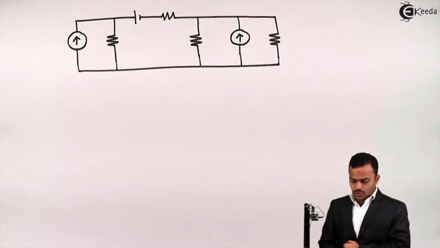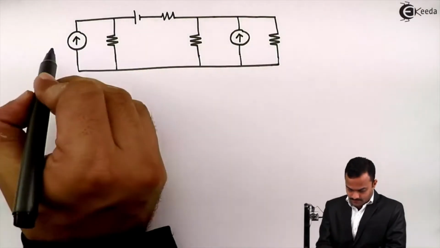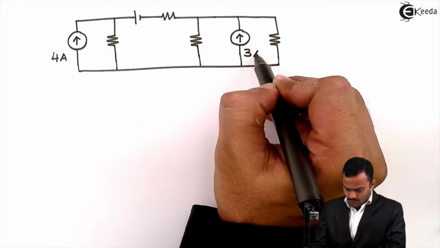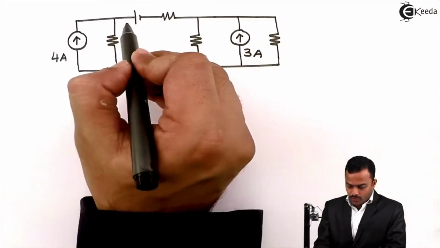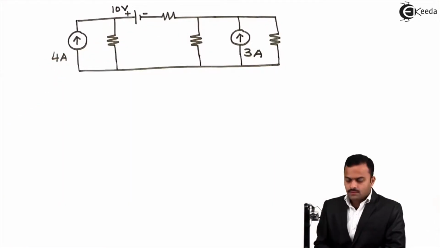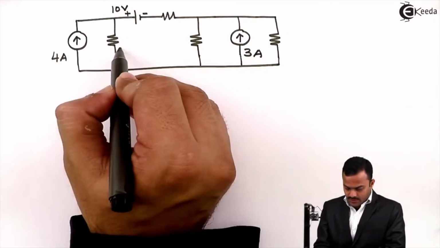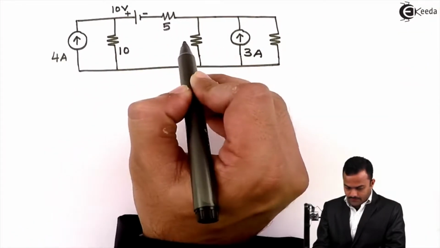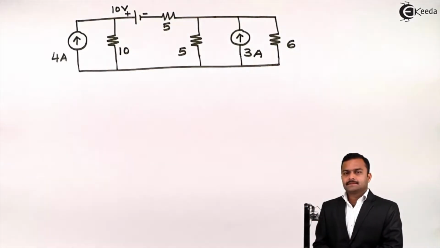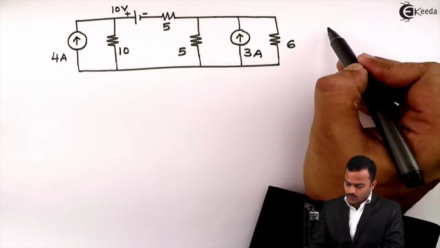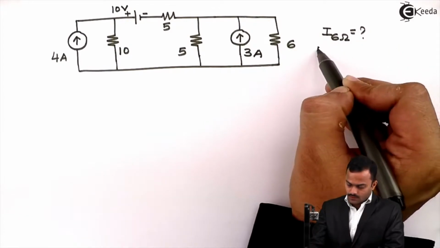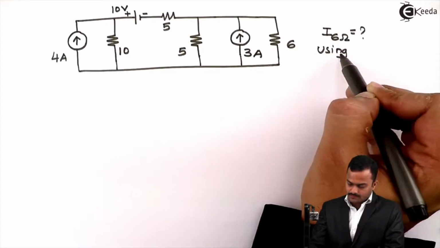In this problem, current sources are given of 4 ampere, 3 ampere with a voltage source of 10 volt. Resistances are of the values 10, 5, 5 and 6. We are supposed to find out current flowing through 6 ohm resistance using superposition theorem.